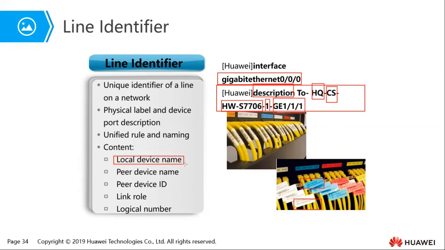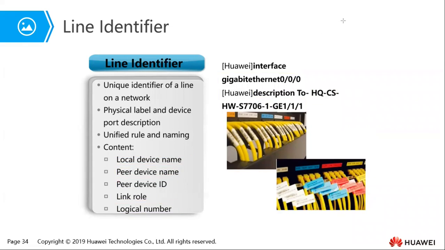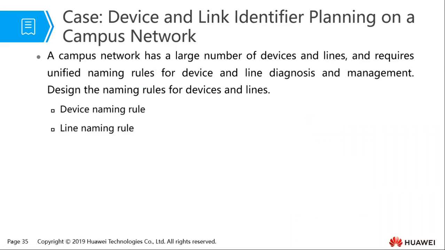So the unified naming rule might be the local device name, the peer device name, peer device ID, the link role, and the logical number. So this one is also very important. Okay, so let's finish up with this. Then we proceed for a short break.